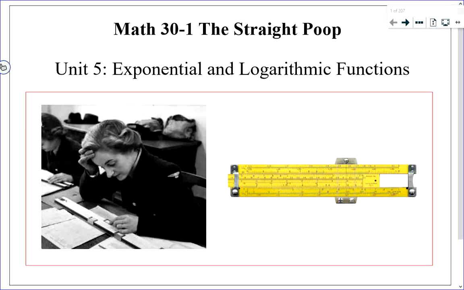This final video is Unit 5, Unit 6, and Unit 7. When we get to Unit 7, I will probably be going quicker through Unit 7 than I did when I reviewed Unit 7 with you a couple weeks ago, because it's more recent material. Unit 5 is exponential and logarithmic functions, so let's get started.